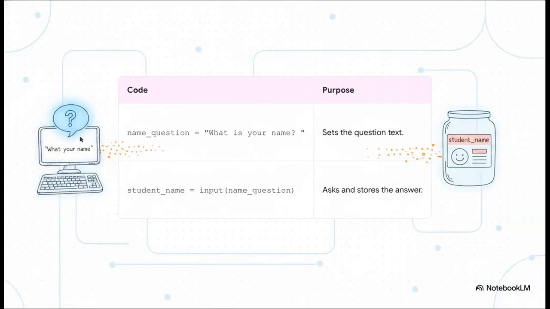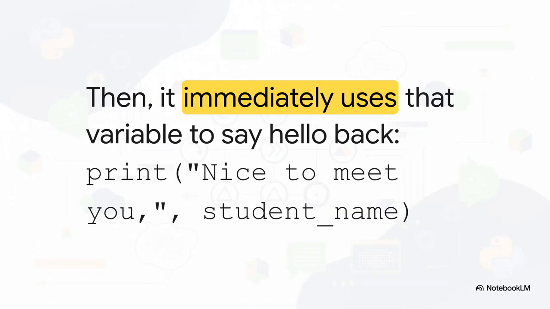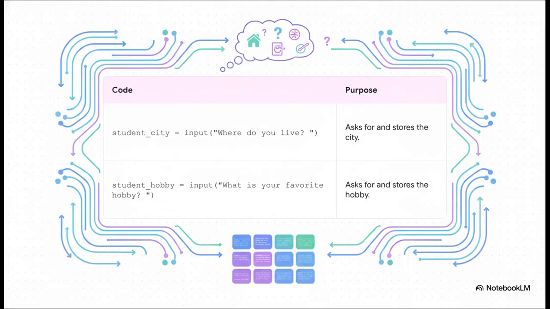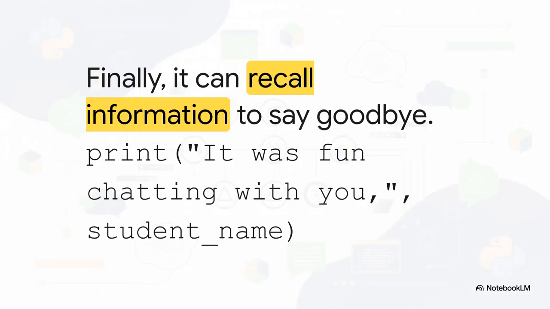So first, the program asks for a name, and then it stores it in that student_name variable. Then bam, it immediately uses that variable to give you a personalized hello back. And it can keep doing this, asking more questions and storing each brand new piece of info. Finally, it can even pull up your name from the very beginning to say goodbye.